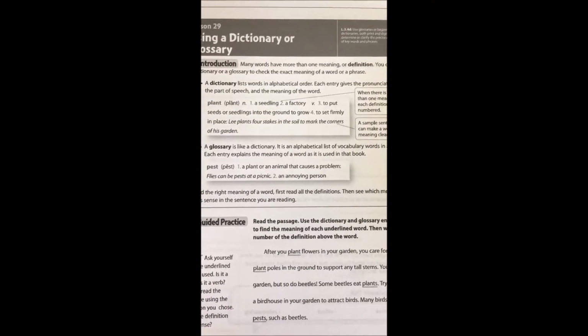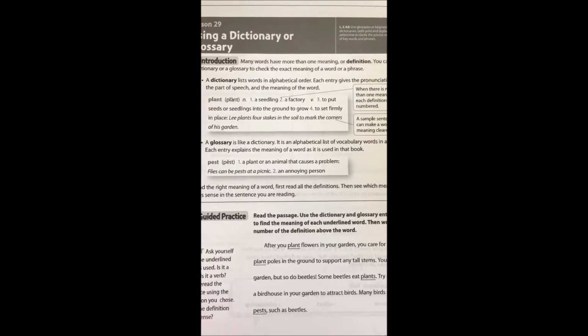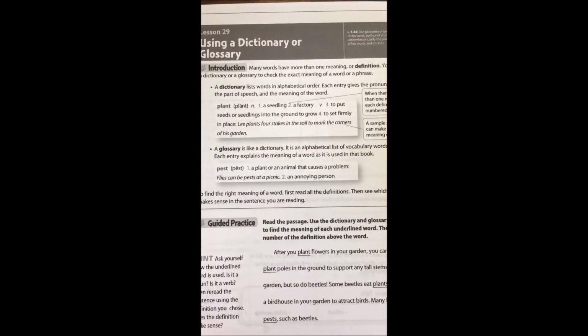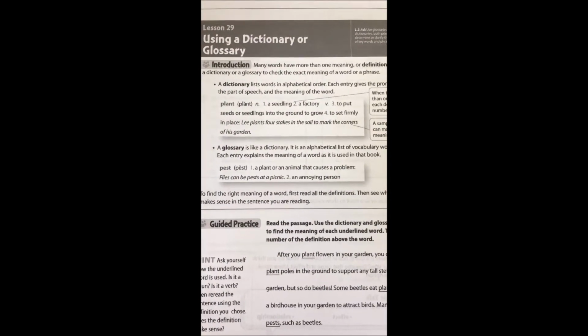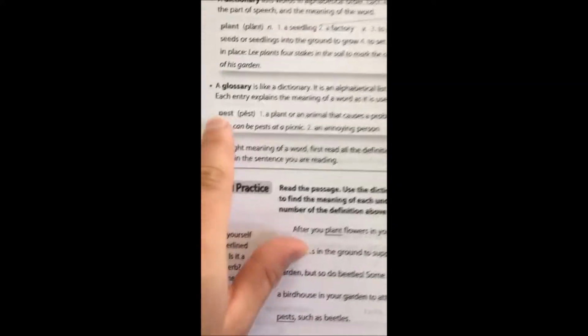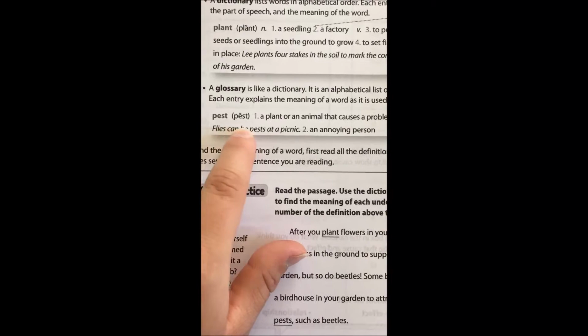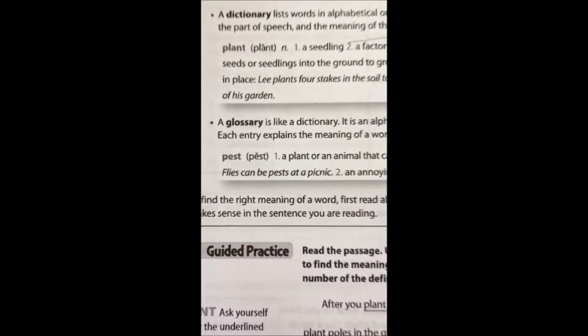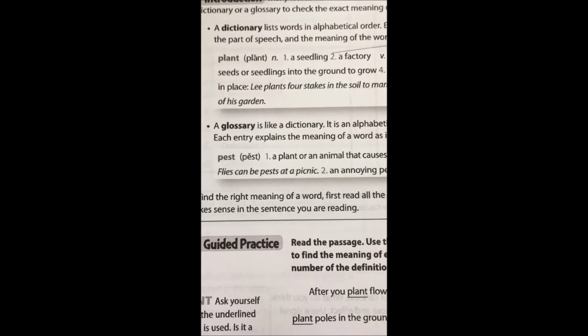A glossary is like a dictionary. It is an alphabetical list of vocabulary words in a book. Each entry explains the meaning of a word as it is used in that book. So right here, let's look at this entry. Our word is pest. We see right here, we've got that short E sound because you have that little loop over the E, because you don't say peast, you say pest, okay?